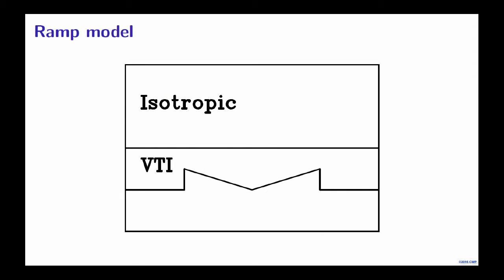To illustrate this methodology, we use this simple ramp model example in which the shallow layer is isotropic and the second layer is VTI, and the layer has these corners which are possible diffractors, and our objective is to image these scatterers.